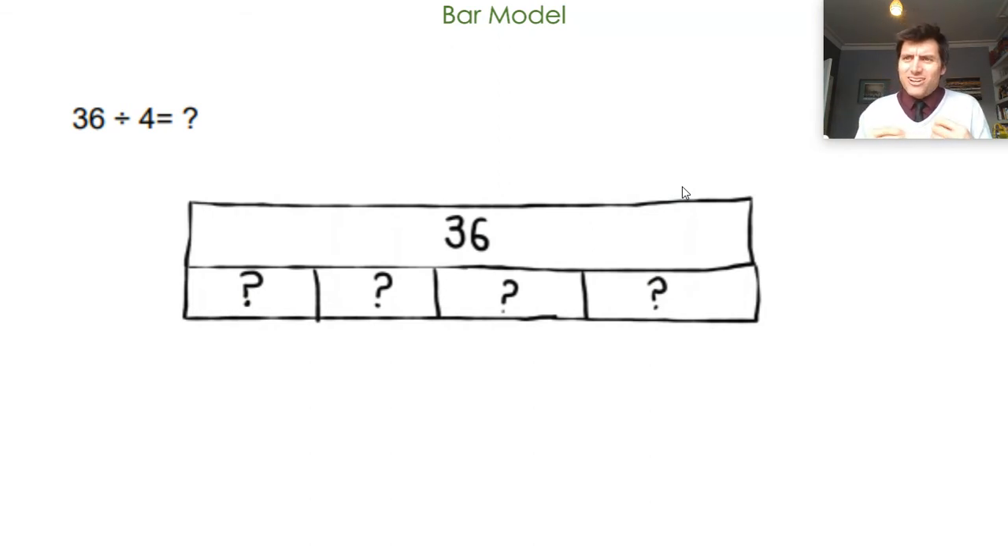So if by accident I put my answer as 40, I'd know that couldn't be right, because 40 is bigger than 36. It wouldn't make sense that one of my question marks was 40, because then I'd need 40, 40, 40, and 40. Then I'd have 160. So by having this picture, it helps me understand a little bit more about what to do. What do you think should go in there?